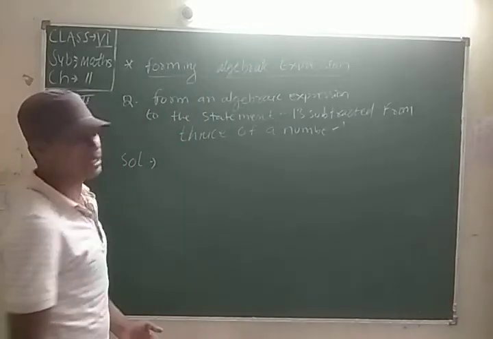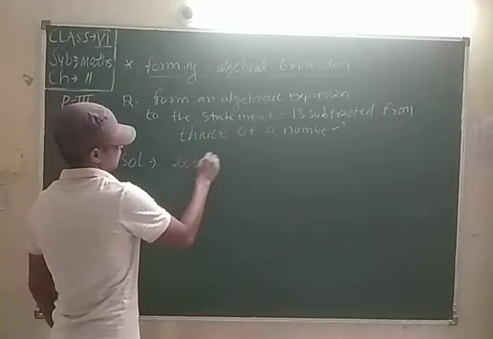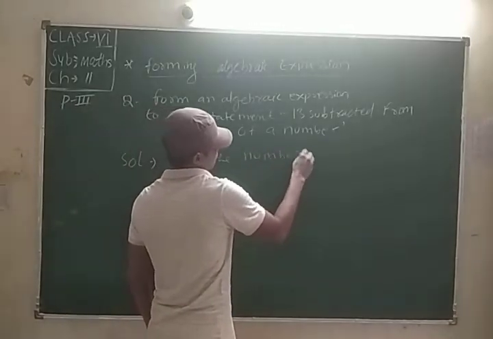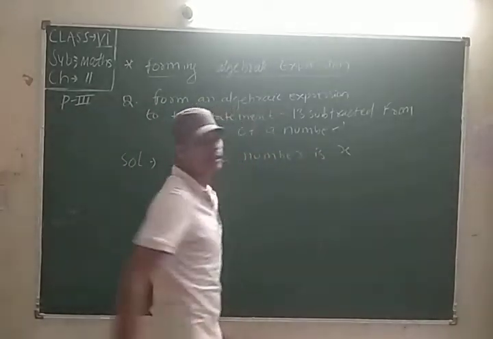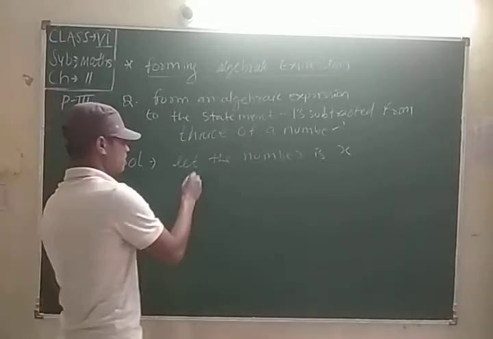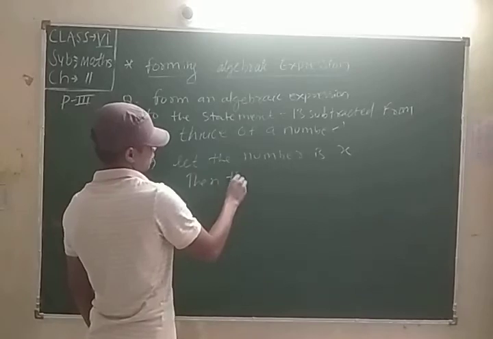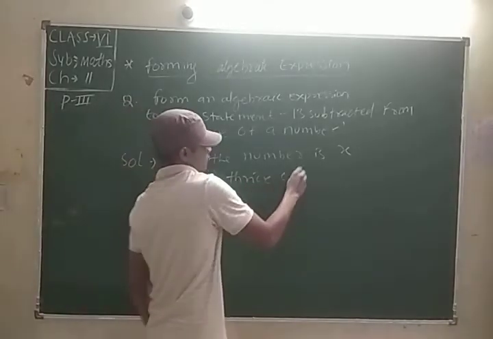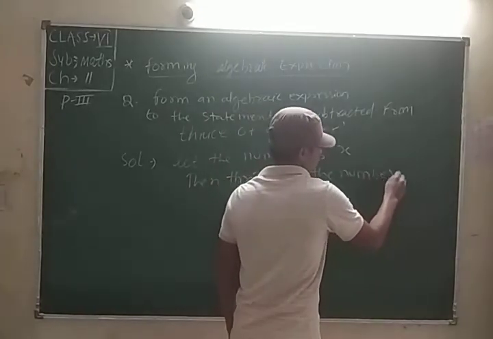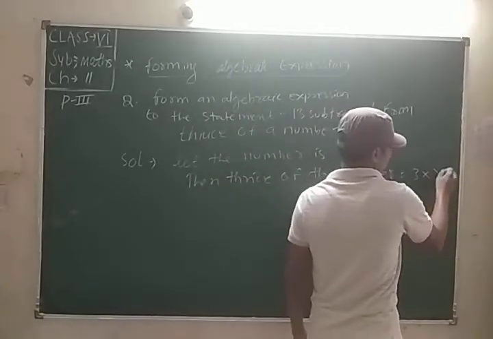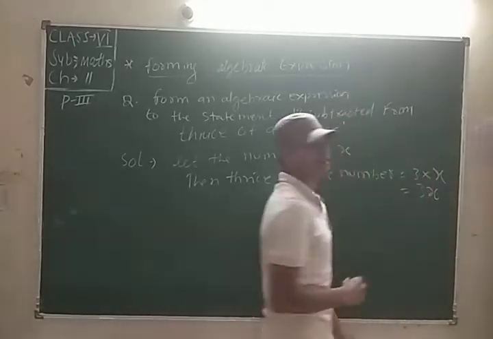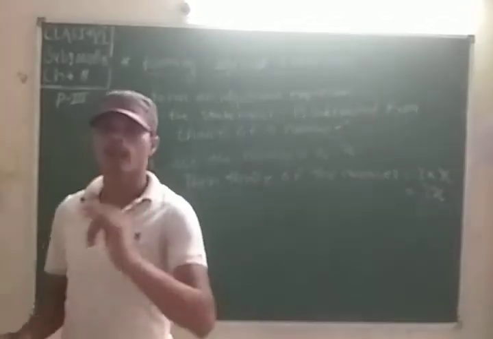Then let the number be x. We take the number equal to x. Then thrice of the number is 3 into x. 3 into x equals 3x.